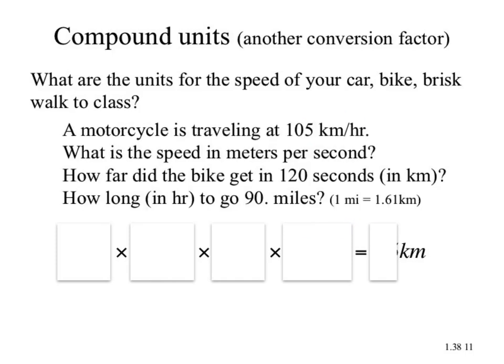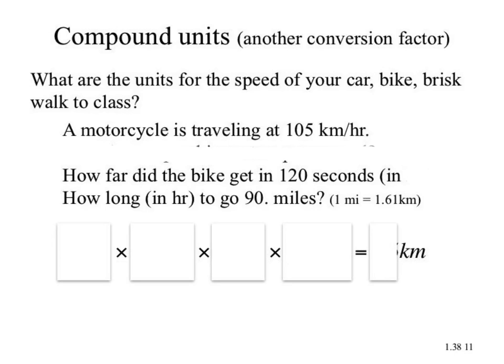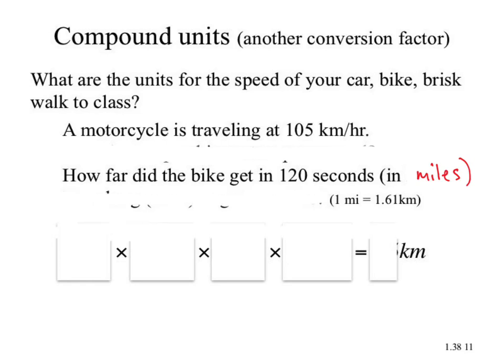Okay? So, a motorcycle is traveling at 105 kilometers per hour. How far did the bike get in 120 seconds? So we're just going to skip right to that middle one. Okay? And I want it in, let's be a little bit obnoxious, not kilometers. Let's do miles. How could we go through and set that up?